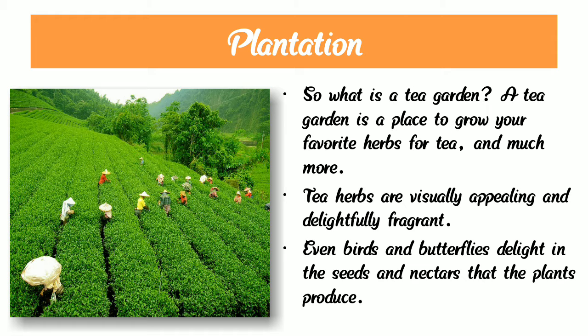So what is the tea garden? A tea garden is a place to grow your favorite herbs for tea or much more. And tea herbs are visually appealing and delightfully fragrant, and even birds and butterflies delight in the seeds and nectar that plants produce. So tea and coffee are cultivated on a plantation.